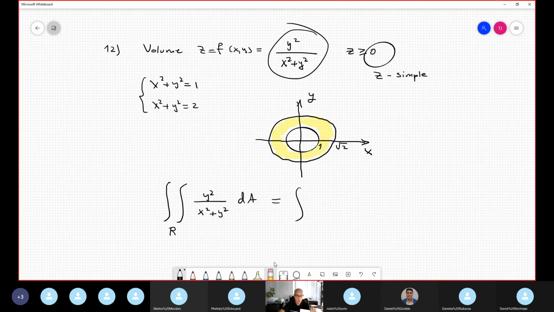Okay, look. The integrand function is y squared over x squared plus y squared. I know that y squared is r squared sine squared theta, and the denominator is r squared. Now cancel out, and the answer is just sine squared theta. So sine squared theta is our integrand function. Okay, Jacobian now. Jacobian is r dr d theta. Here, double integral.